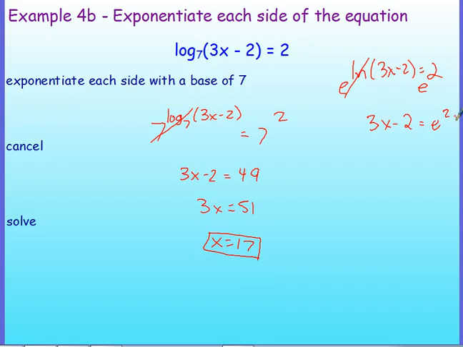Any questions? So like for this one, I would say add 2. So I would have 3x equals e squared plus 2. And then x is equal to e squared plus 2 divided by 3. I wouldn't approximate. Maybe at the end if you wanted to, but not in the middle, just like before. We good?